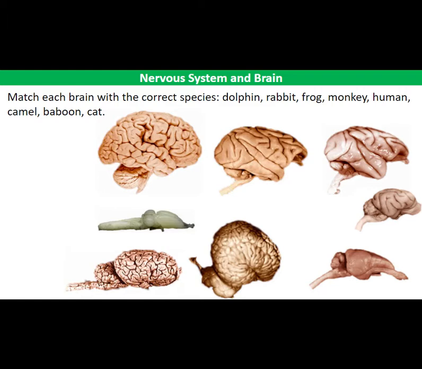On the slide in front of you, you should be able to see a series of different brains. Have a go at matching each brain with the correct species. So we've got a dolphin, rabbit, frog, monkey, human, camel, baboon, and cat brain on the slide. Pause the video now if you would like more time, as I'm about to display the answers.